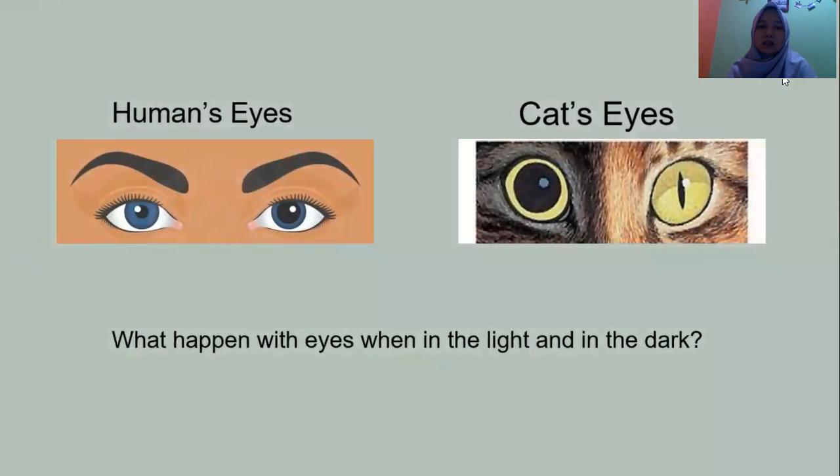Next, there is a picture of human eyes on the left side and cat's eyes on the right side. So what happens to the eyes in the light and in the dark? When in the light, the pupil becomes small, but in the dark, the pupil of the eye becomes big. This happens in humans and animals.